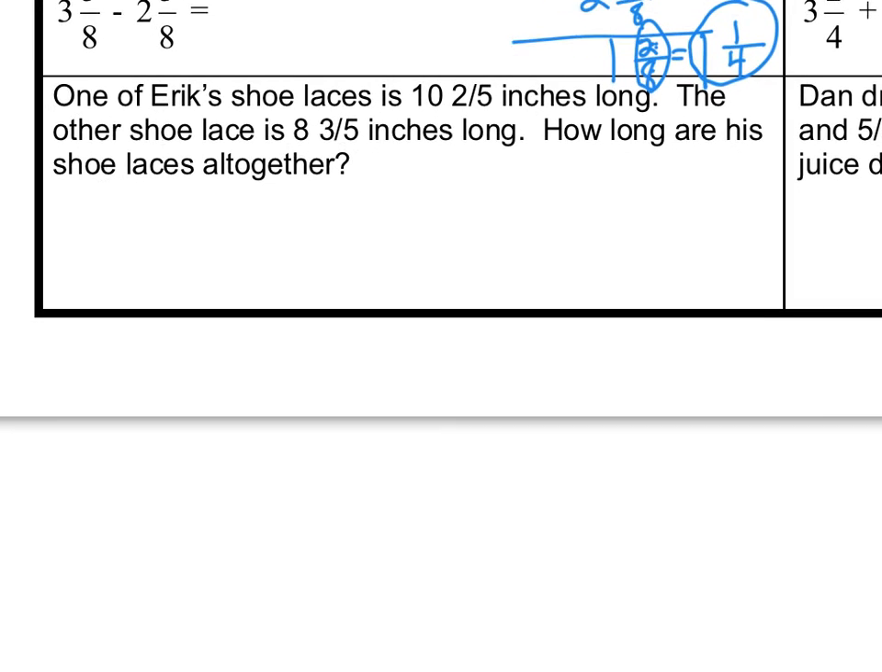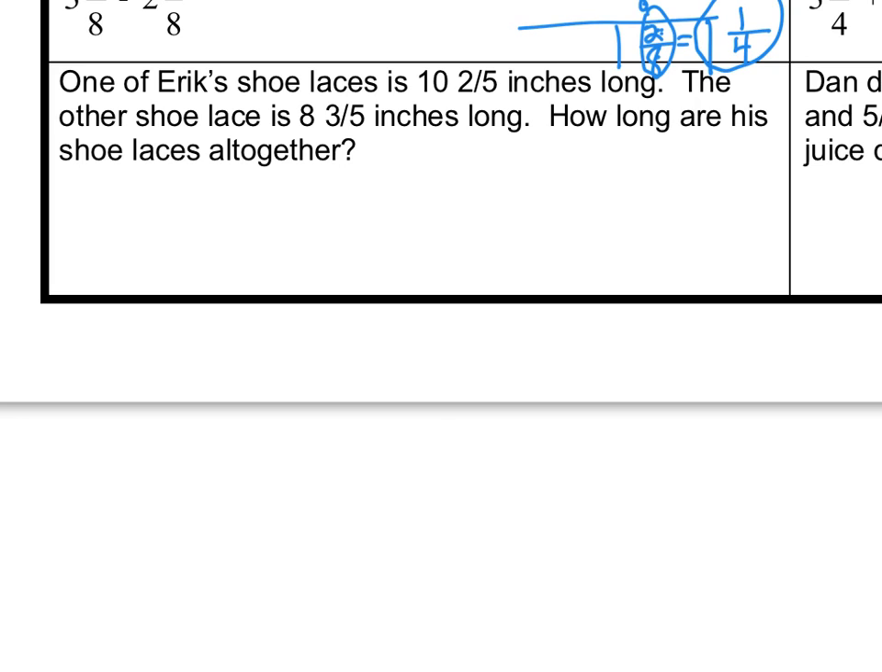Okay? The last one. One of Eric's shoelaces is 10 and 2/5 inches long. The other shoelace is 8 and 3/5 inches long. How long are his shoelaces altogether? Poor Eric, he has broken a shoelace, obviously. But it does say all together, so we're going to add them.